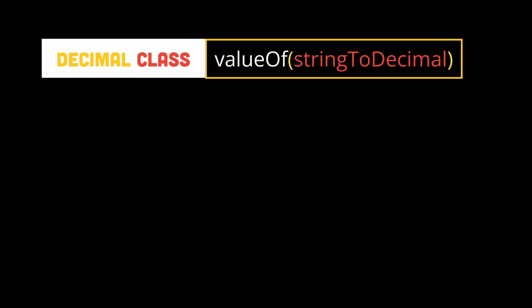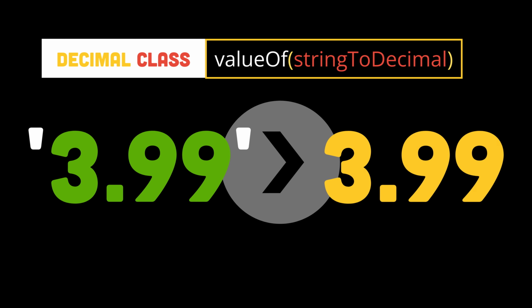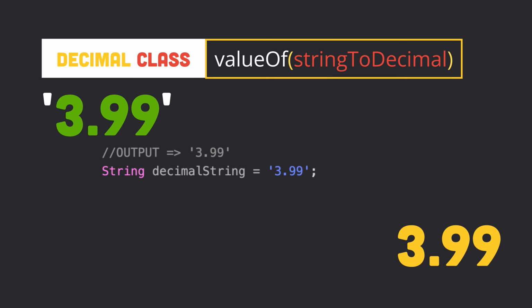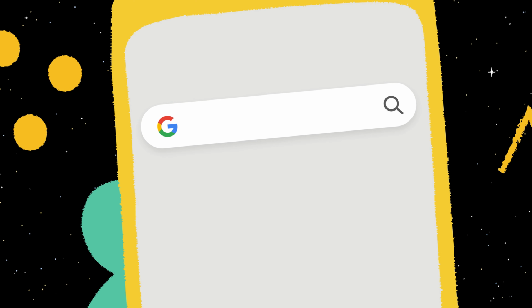The valueOf method, as we know, can be used to convert a string to any data type. In this case, a decimal. Let's say we have a variable that holds a value of 3.99 as a string. We can now use the valueOf method of the decimal class and pass the string as the parameter, which results in a decimal value. Number 4 on our list is double class in Apex.